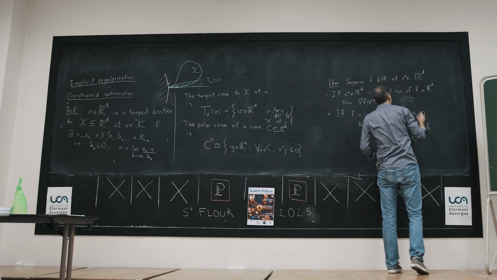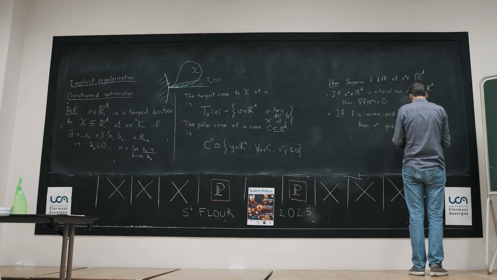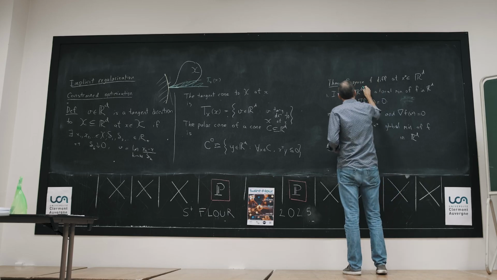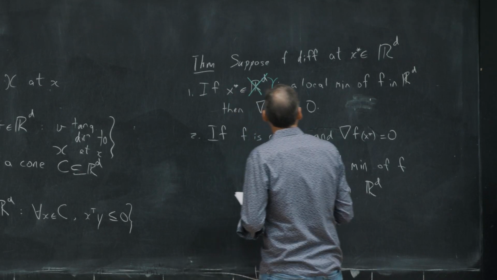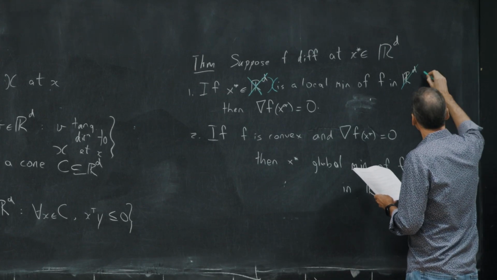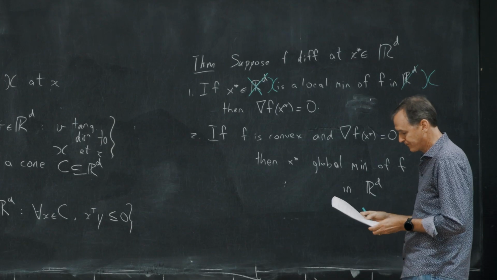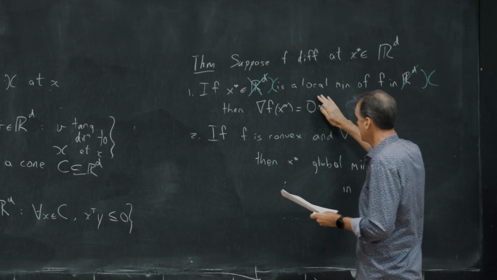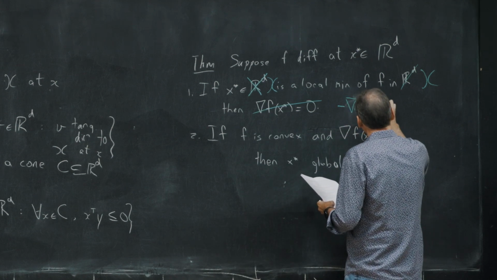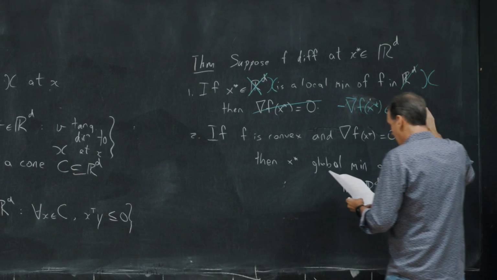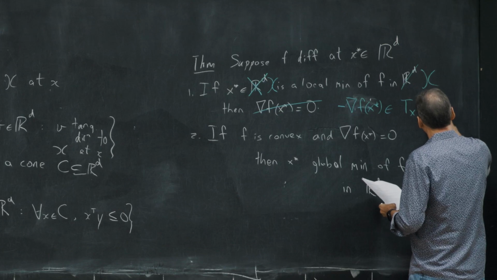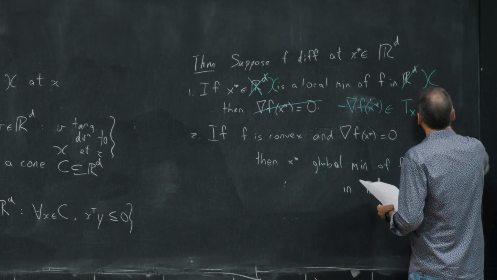Right? In the constrained case, when we're talking about f being differentiable at some point, if this is a point in X and it's a local min of f in X, then instead of the gradient being 0, we get that the negative gradient at X star is in the polar of the tangent cone at X star. I'll write it this way.